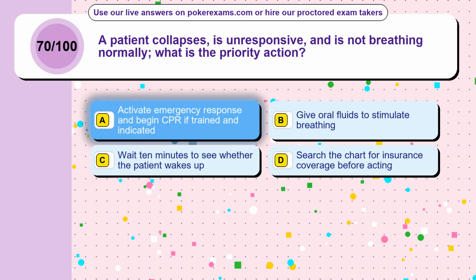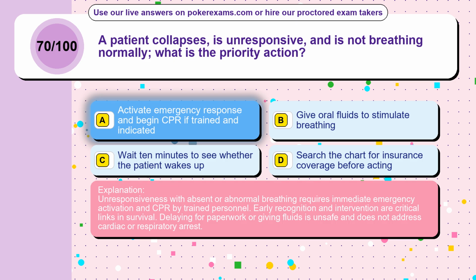The correct answer is option A, activate emergency response and begin CPR if trained and indicated. Unresponsiveness with absent or abnormal breathing requires immediate emergency activation and CPR by trained personnel. Early recognition and intervention are critical links in survival. Delaying for paperwork or giving fluids is unsafe and does not address cardiac or respiratory arrest.